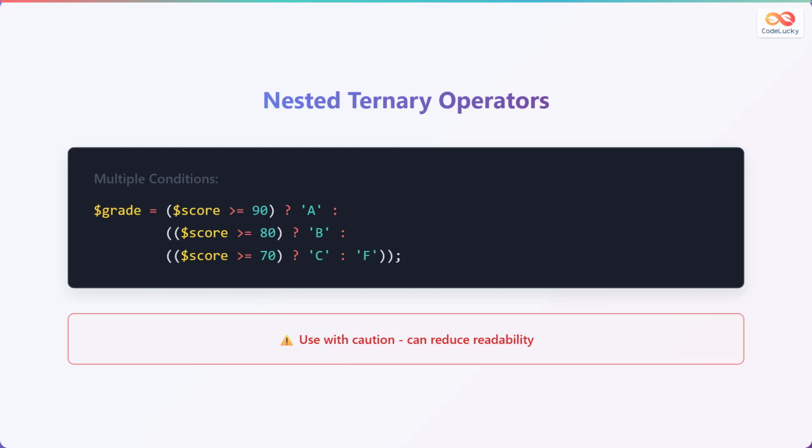You can also use nested ternary operators to handle multiple conditions. In this example, the grade variable is assigned based on the score. If the score is greater than or equal to 90, it assigns the grade A. Otherwise, if the score is greater than or equal to 80, it assigns the grade B. Otherwise, if the score is greater than or equal to 70, it assigns the grade C. Otherwise, it assigns the grade F. However, use nested ternary operators with caution, as they can reduce readability if not properly formatted.